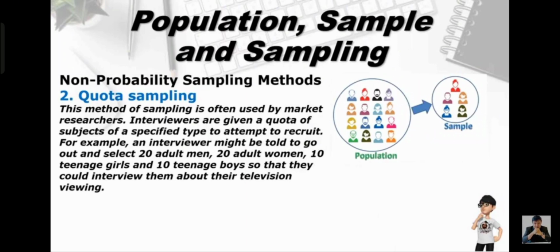The second is the quota sampling. This method of sampling is often used by market researchers. Interviewers are given a quota of subjects of a specified type to attempt to recruit. For example, an interviewer might be told to go out and select 20 adult men, 20 adult women, 10 teenage girls, and 10 teenage boys so that they could interview them about their television viewing.